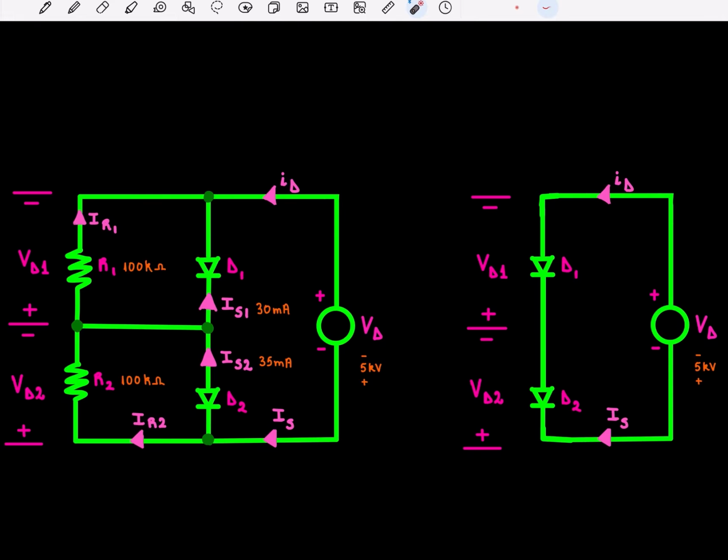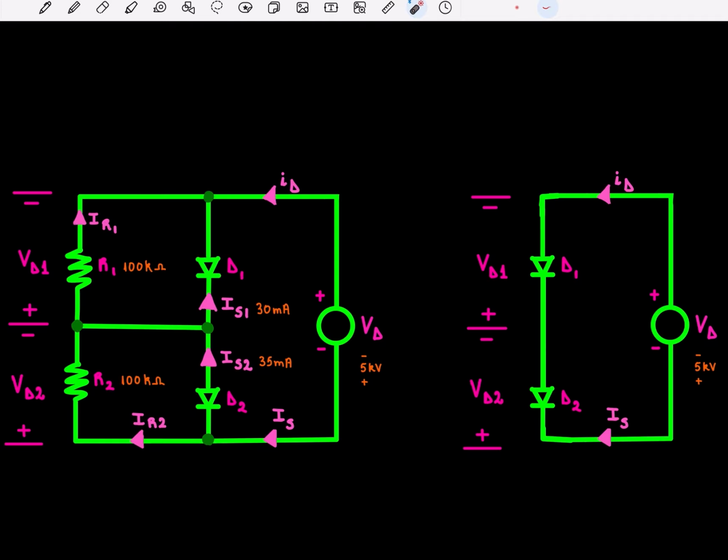So let's solve an exercise. Say we want to find the diode voltages VD1, VD2. You want to find the diode voltages if you know that the voltage sharing resistances R1 and R2 are equal and have a value of 100 kilo ohms. You also know that the reverse leakage currents of the two diodes, IS1 and IS2, are 30 milliamps and 35 milliamps. And finally, that the two diodes are connected in series in order to share the total DC reverse voltage, VD, of 5 kilovolts.